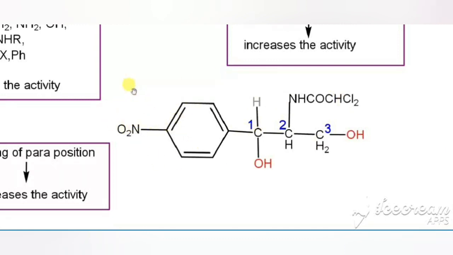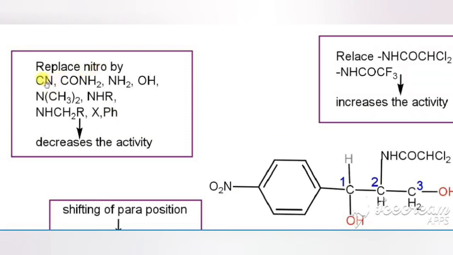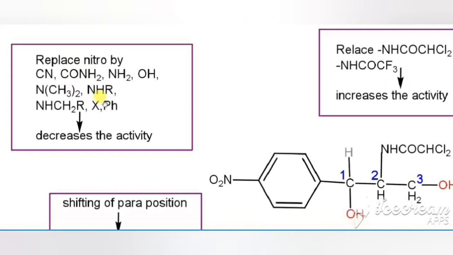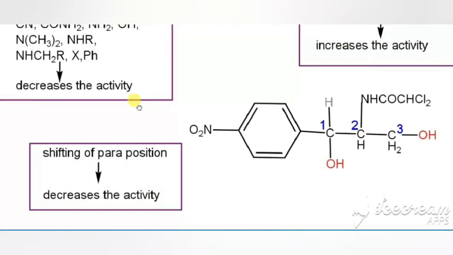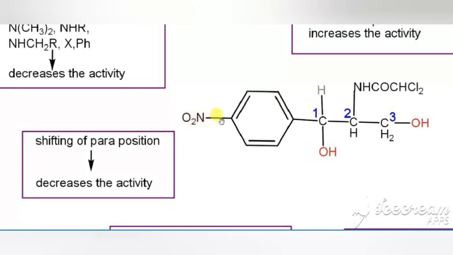Now here we have a nitro group in the para position. If it is replaced by CN, CONH2, NH2, OH, N(CH3)2, NHR, NHCH2R, a halogen (X), or phenyl, the activity would be reduced. Also, the nitro group is attached in the para position of the phenyl ring. If you shift the nitro group from para to meta or ortho, the activity would be reduced. So the position of the nitro group is very important, and it should be only para.